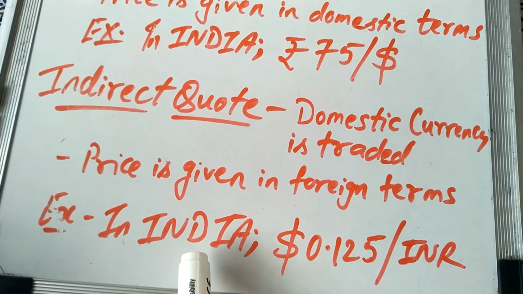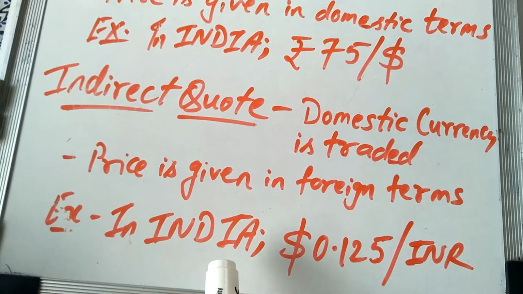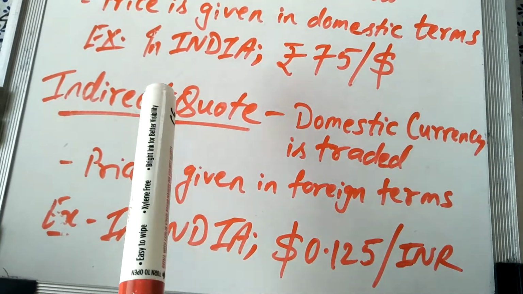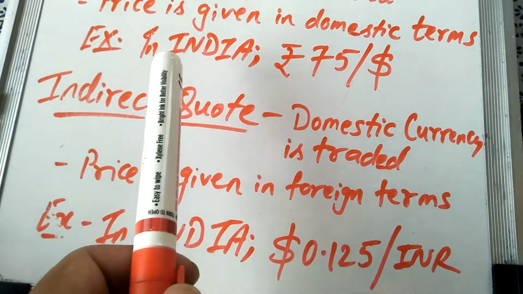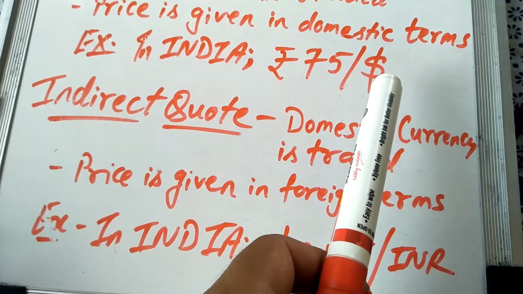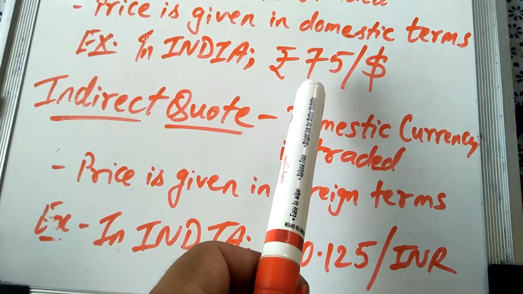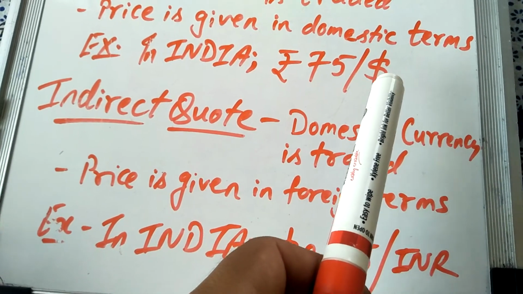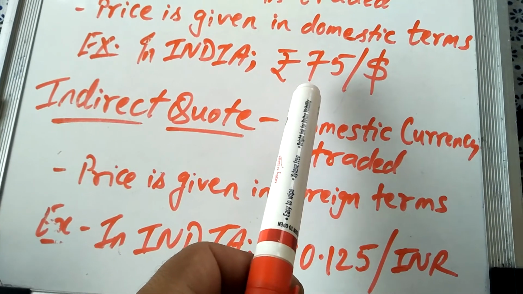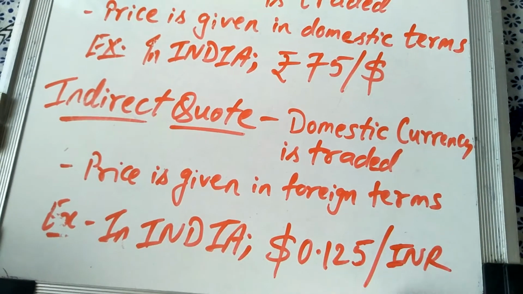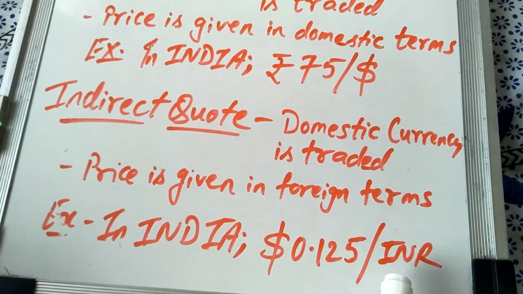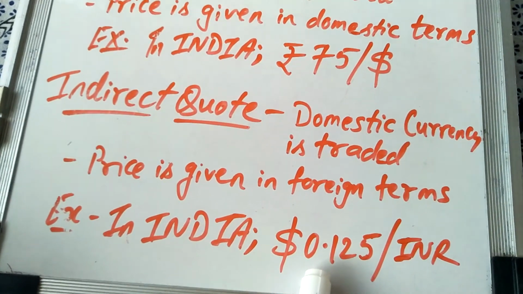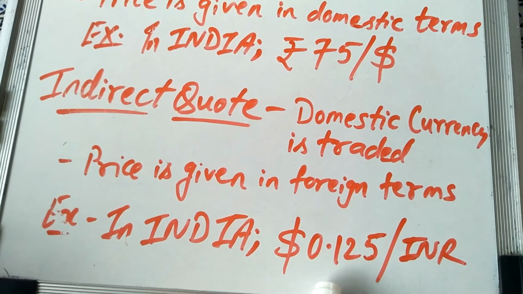This is for India. This is location specific, and we should remember this. When in India, if INR is traded for some foreign currency, we call it an indirect quote. However, when in India, a foreign currency is being traded for the domestic currency, we call it a direct quote. So in simple terms, 75 rupees per dollar, where a foreign currency is traded for domestic currency, is a direct quote. And $0.125 per unit of INR, where domestic currency is being traded for a foreign currency, we call an indirect quote.